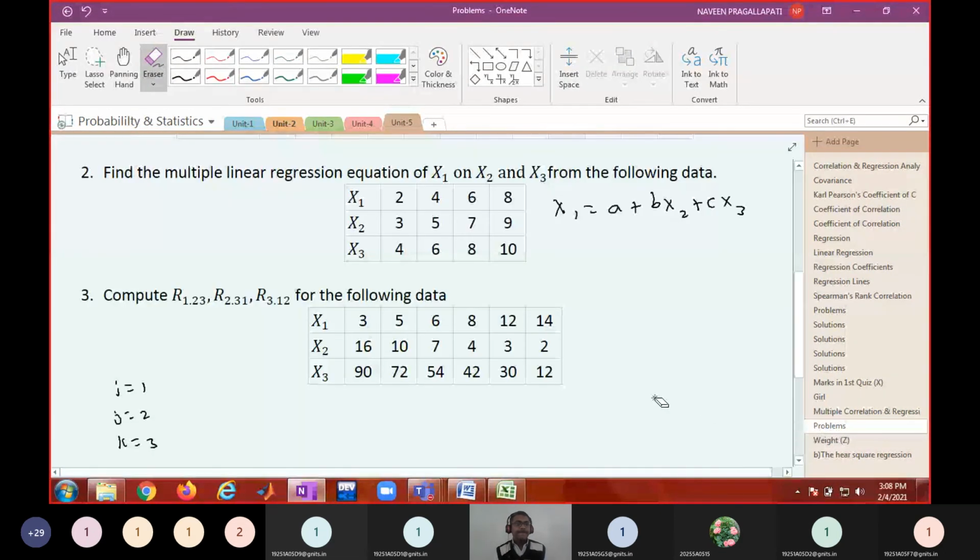Is that okay? Will you be able to do the remaining second and third problems as homework? Yes, sir.